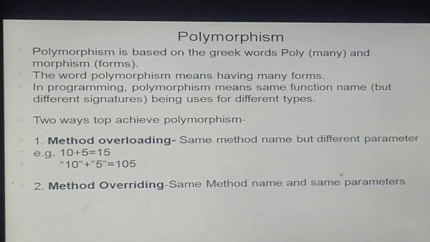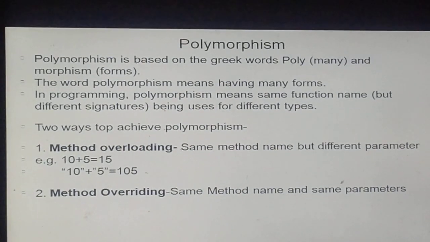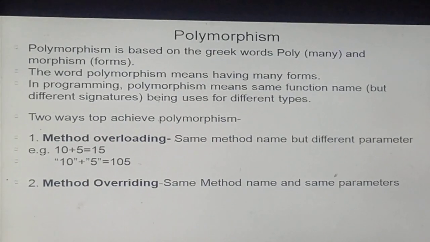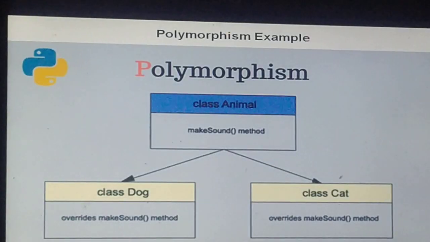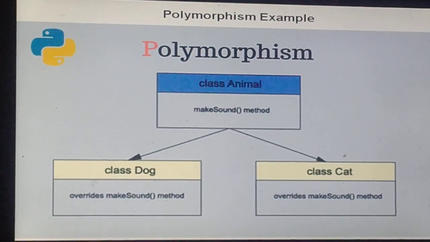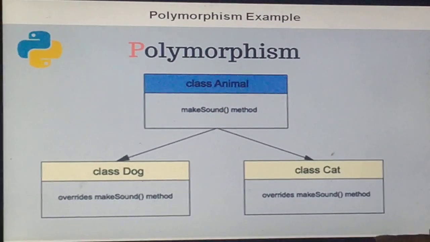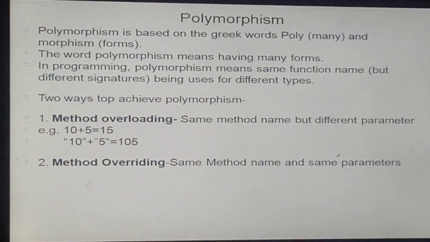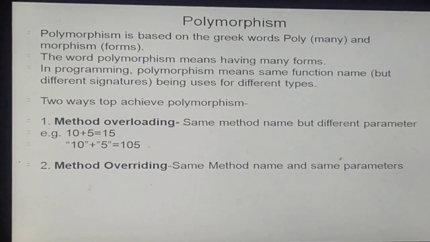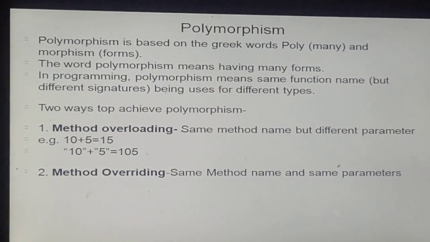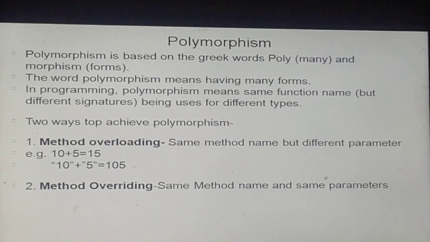So in programming, polymorphism means the same function name but different signatures used by different types. There are basically two types of polymorphism: compile time polymorphism and runtime polymorphism. Compile time polymorphism has another two categories: operator overloading and function overloading. And runtime polymorphism supports method overriding. Method overriding and overloading are two different ways of defining polymorphism.